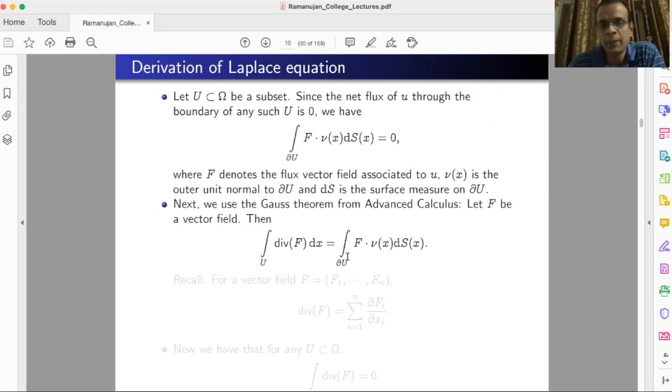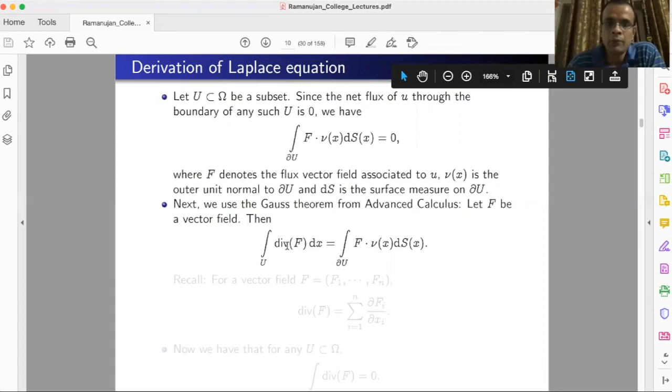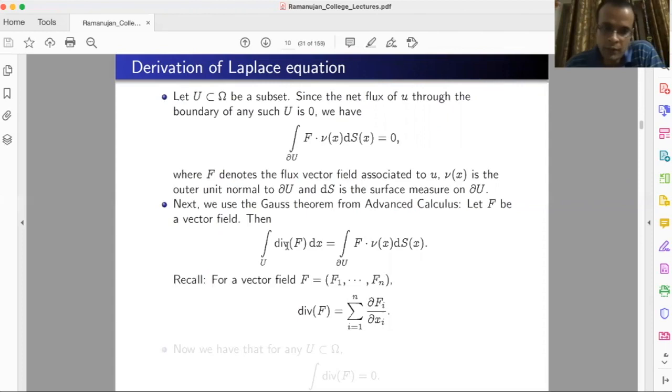Okay, so the right hand side quantity here is the net flux. Now what we have done is, using this theorem, we have converted this equal to zero to the integral of the divergence is equal to zero. Now recall that for a vector field F, which has n components F1, F2 up to Fn, the divergence of F is the summation over i equal to 1 to n of dFi by dxi.